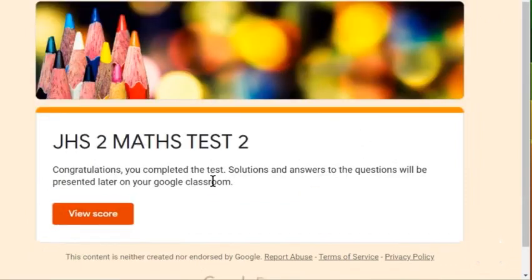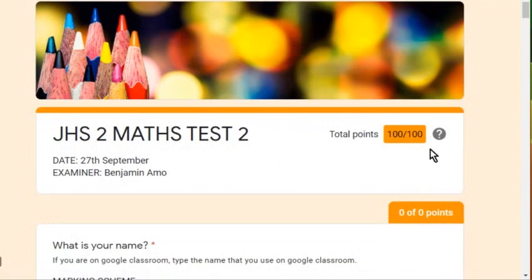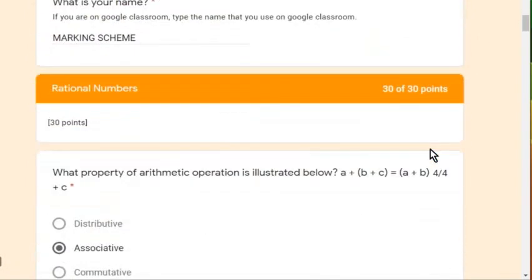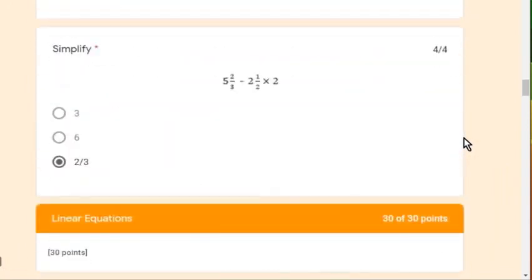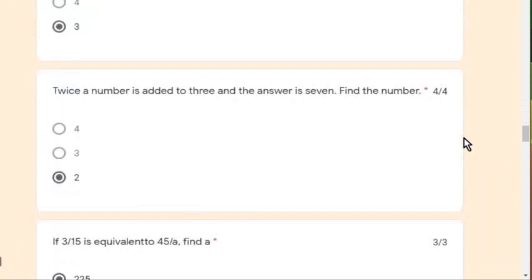Those are the answers for the test, and when we view our score, we have 100%. Okay, so congratulations to all those who completed the test successfully.